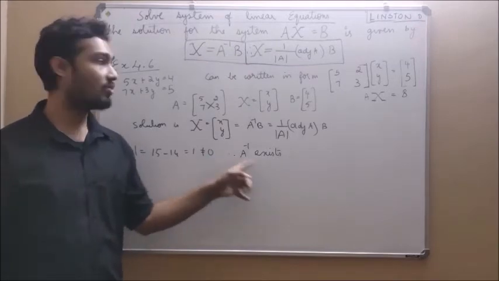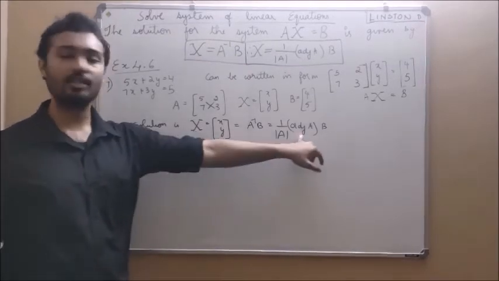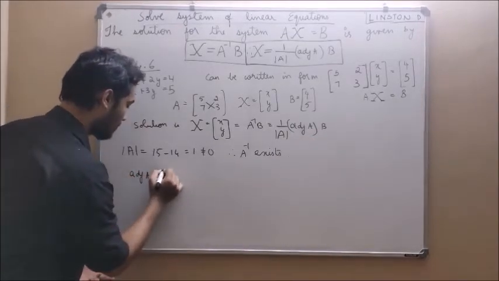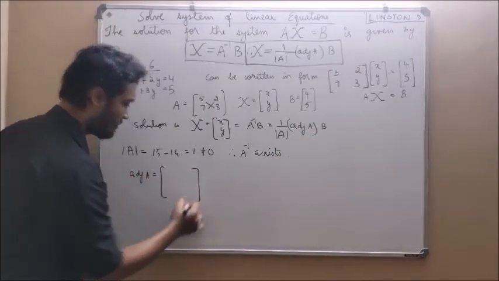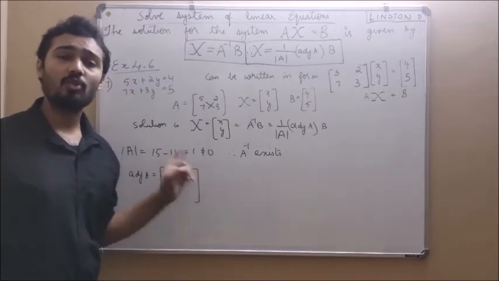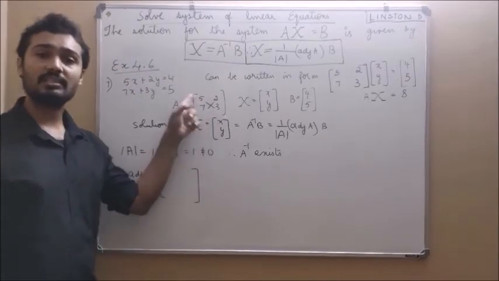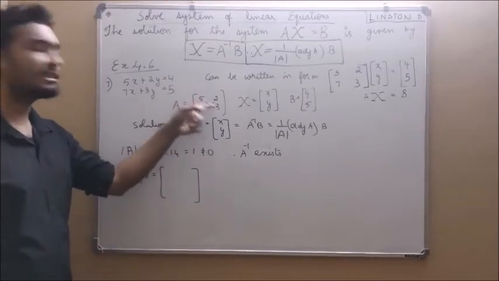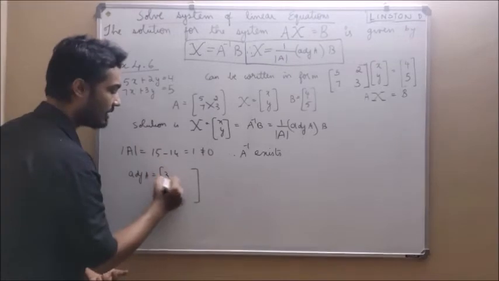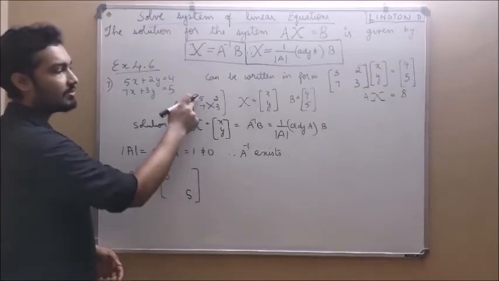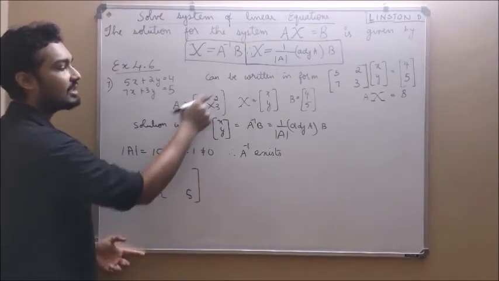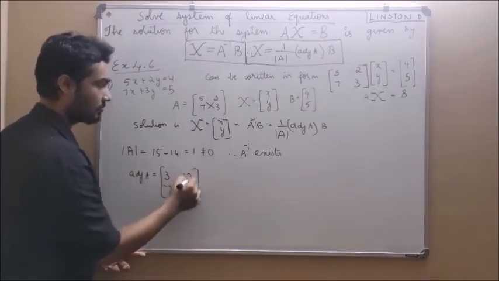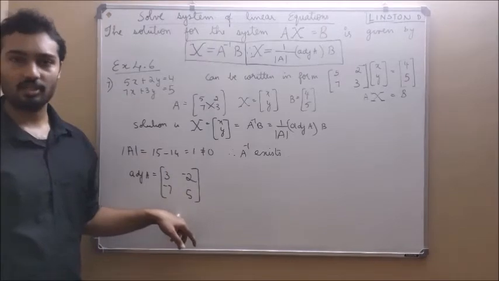Next find the A inverse. For that, what do you need? You need adjoint A. How to find adjoint A? What is adjoint A of a 2 cross 2 matrix? Interchange the diagonal elements and change the sign of the other two elements. So it becomes 3, 5: 3 comes here, 5 goes here. Next here, change the sign. So 7 becomes minus 7, 2 becomes minus 2. So this is the adjoint.